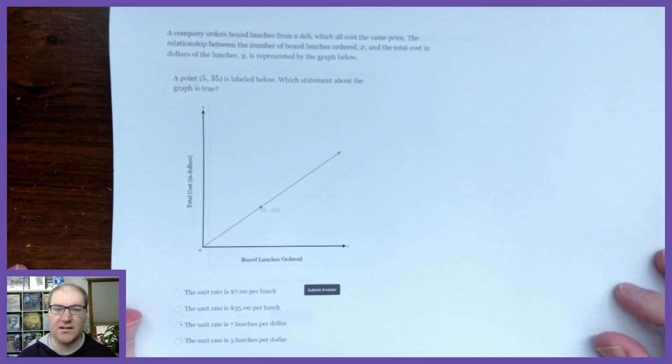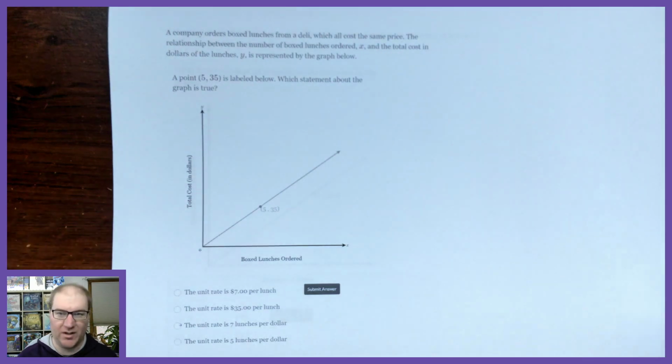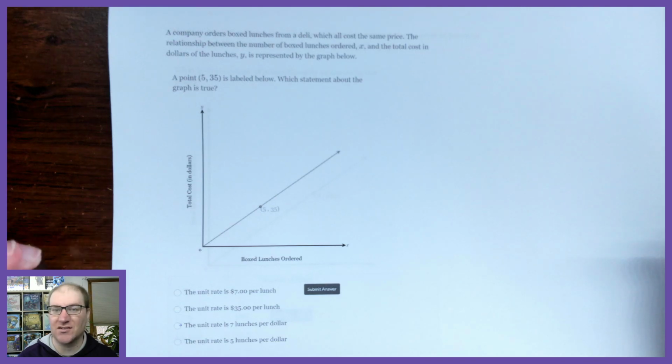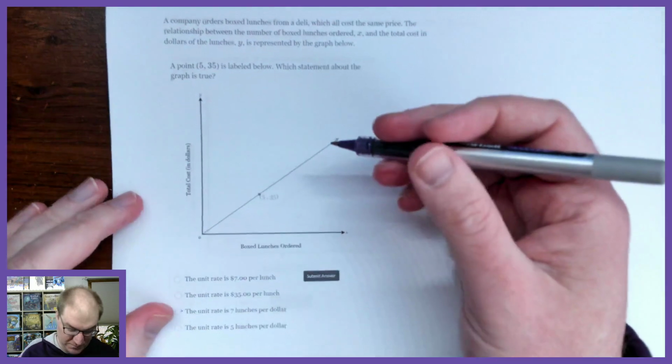This example says a company orders boxed lunches from a deli which all cost the same price. The relationship between the number of boxed lunches ordered X and the total cost in dollars of the lunches Y is represented by the graph below. The point (5, 35) is labeled. Which statement about the graph is true?